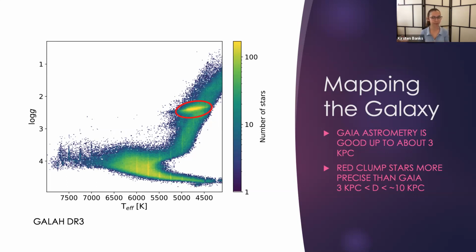So problem solved, right? We get some great standard candles in red clump stars, so we can simply observe a bunch of them and do some really great galactic archaeology, right? Unfortunately, like most science, it's not quite that simple.